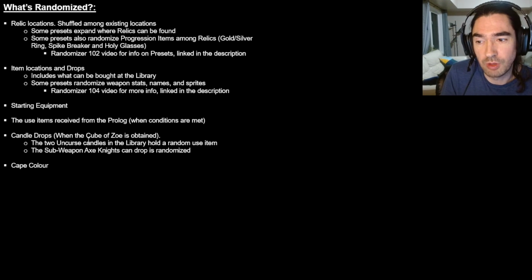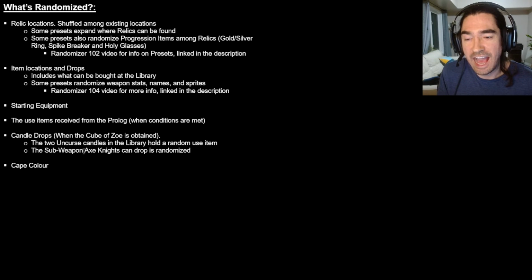And when we're talking about candles and sub-weapons, the Axe Knights that you find in the game normally drop the Axe sub-weapon, or at least have the chance to do so. In Randomizer, they'll be assigned a random sub-weapon, and they may drop that instead, which could be a stopwatch or holy water, very powerful things.